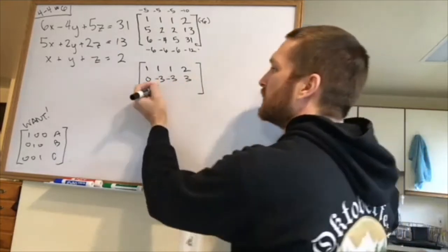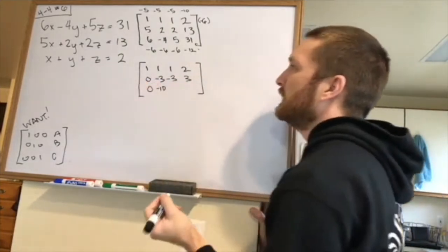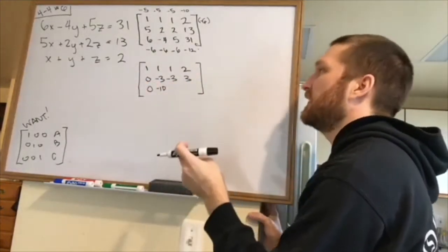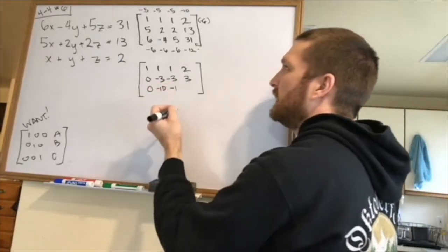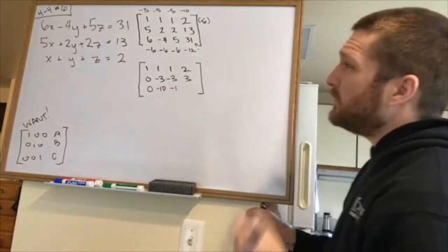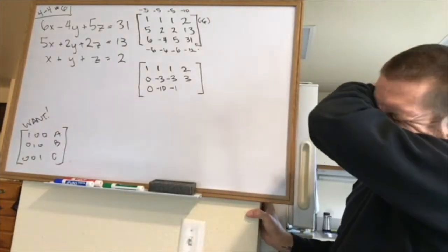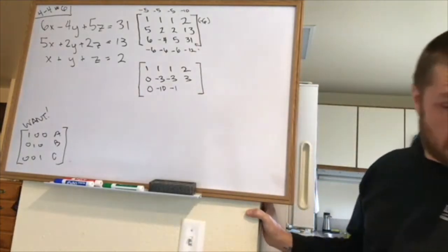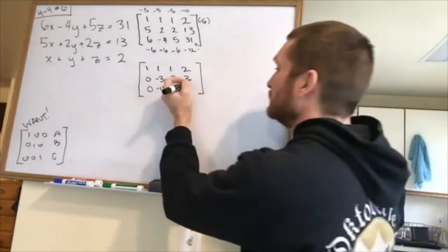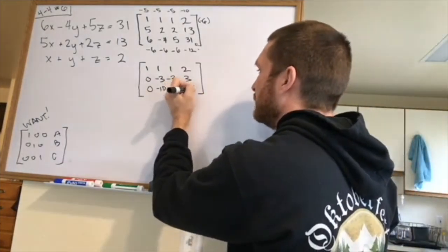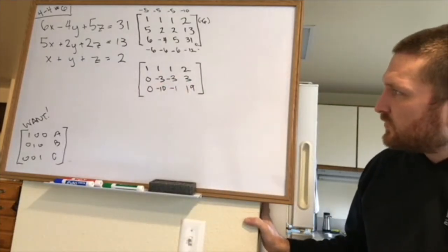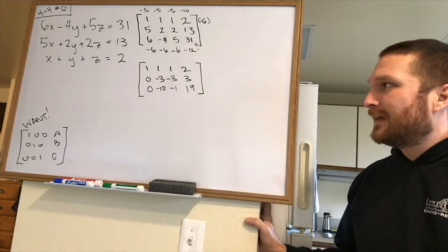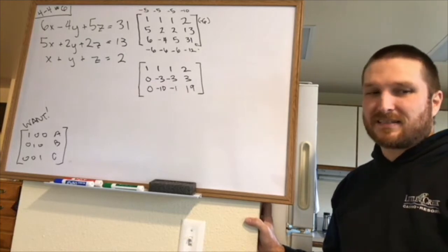-6 minus 4 is -10. -6 plus 5 is -1. -12 and 31 should be 19. Yes, positive 19. Okay, so that's pretty much step 3.